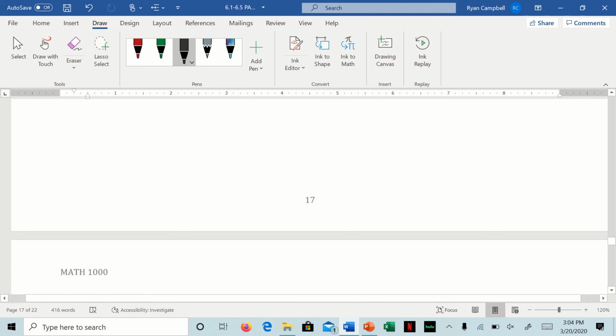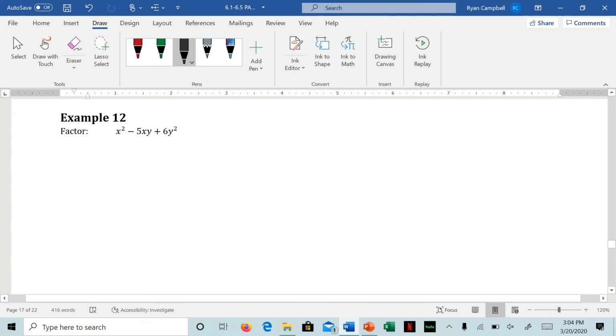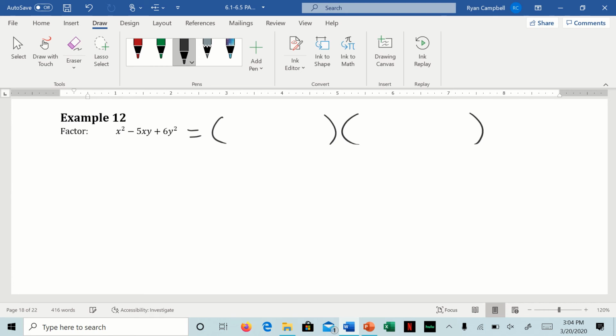Okay, let's look at some weird ones. So what if we have something like this, where we have multiple variables? Well, we can see that once again, x and x works. So that's the first term. What about the last term?